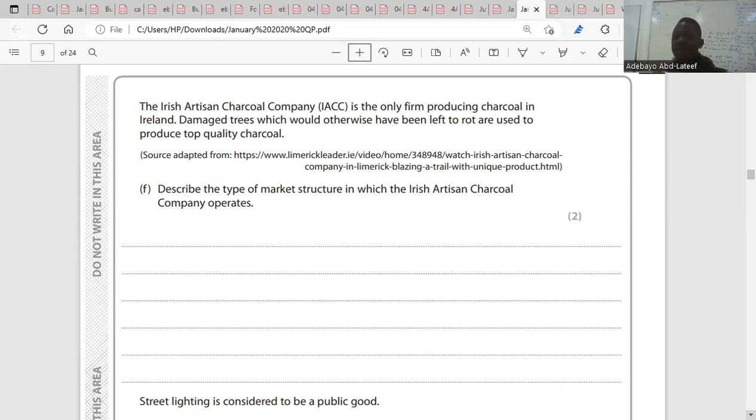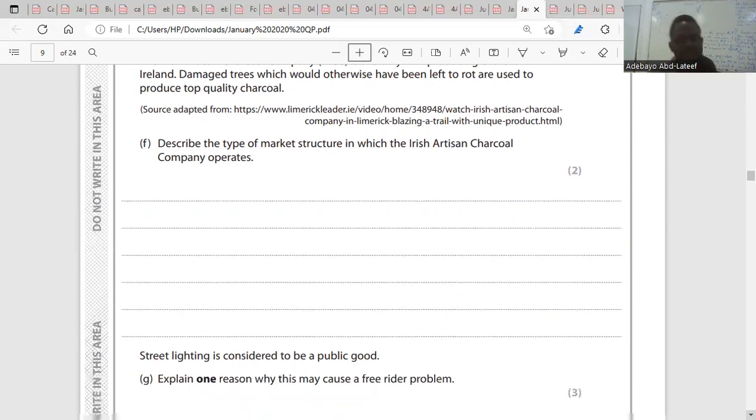So they said, describe the type of market structure in which the Irish artisan charcoal company operates. It's the only firm producing, right? And when we talk about the only firm producing, we're talking about what? Monopoly. When you have one firm producing within an economy, it means it's a monopoly. So that's the only firm producing charcoal in the whole of Ireland. So the answer is that IACC is a monopoly because it's the only company producing charcoal in the whole of Ireland. Is it clear? Yeah. We move on.